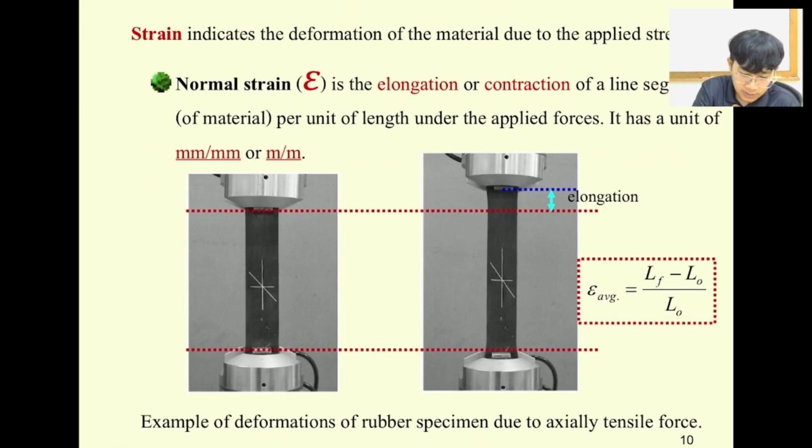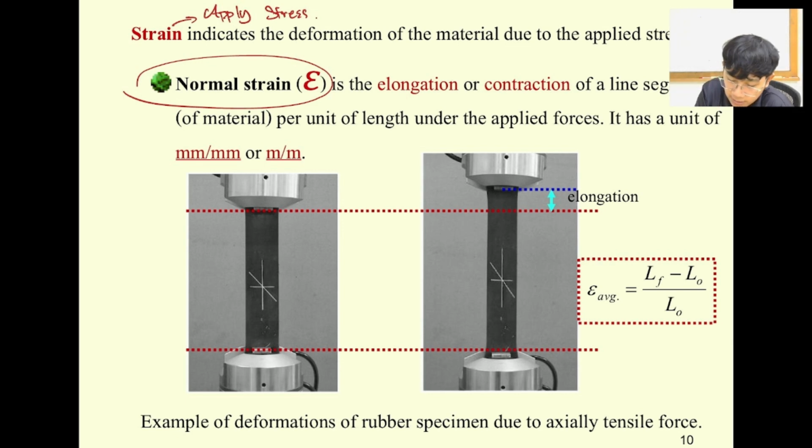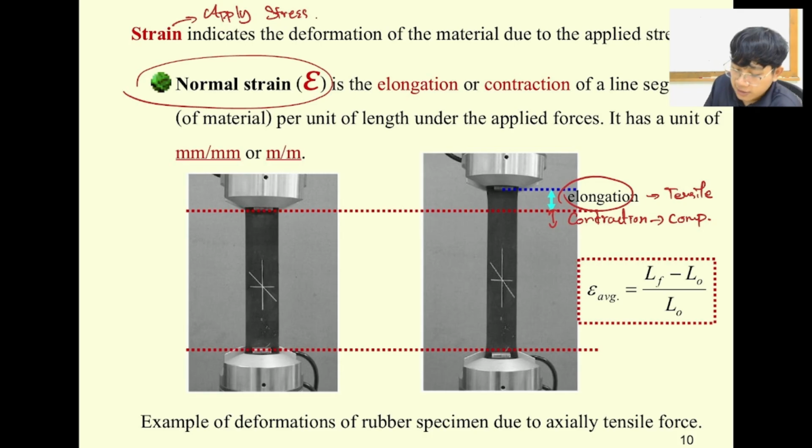Okay, and then next one is going to be strain. Strain occurs when you apply stress to it. You apply stress and then the strain occurs. So the normal strain can happen in two terms. One is elongation when it's subject to tensile strain, and the other is contraction due to the compression.